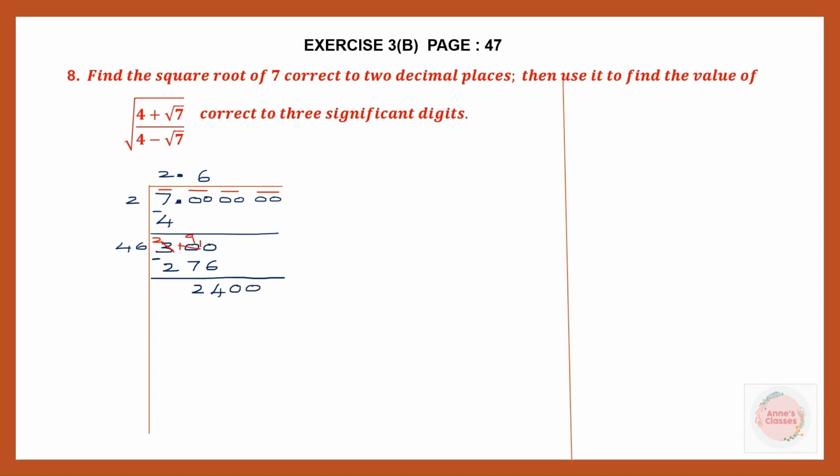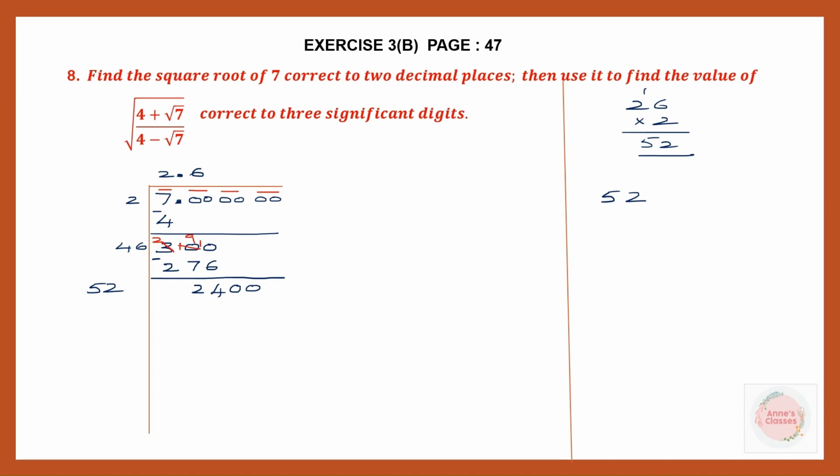Now let's get the double of the quotient, that is 2.6. We're going to take it as 26. 26 into 2. 2 6s are 12, carry 1. 2 2s are 4 plus 1, 5. That's 52. So let's write 52 here. Now we need to write a number next to 52 and multiply with it to get a number close to 2400.